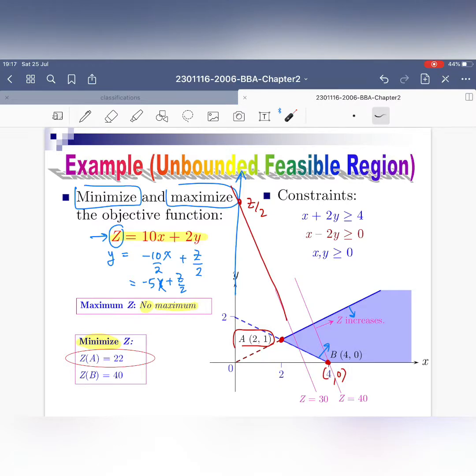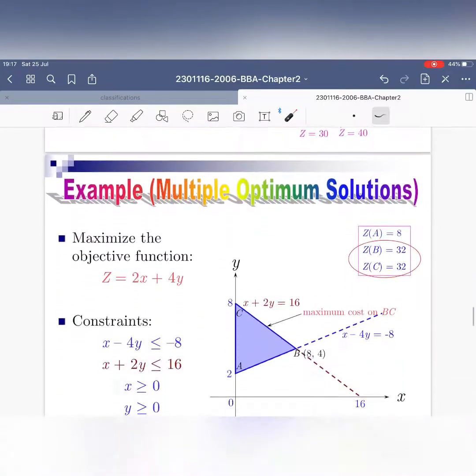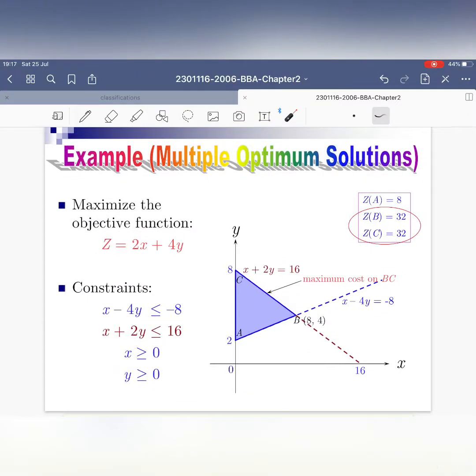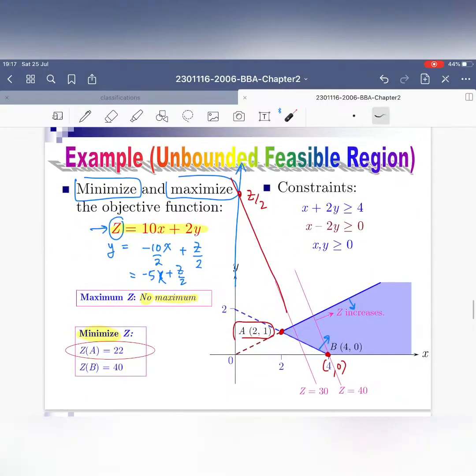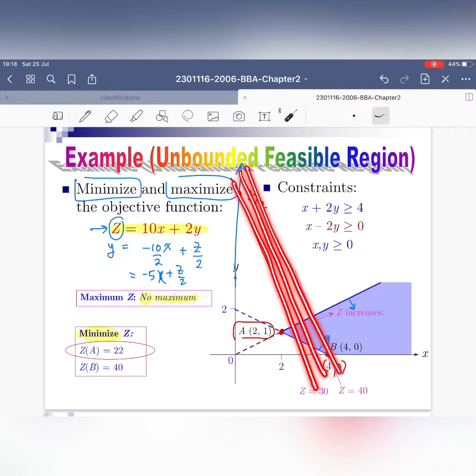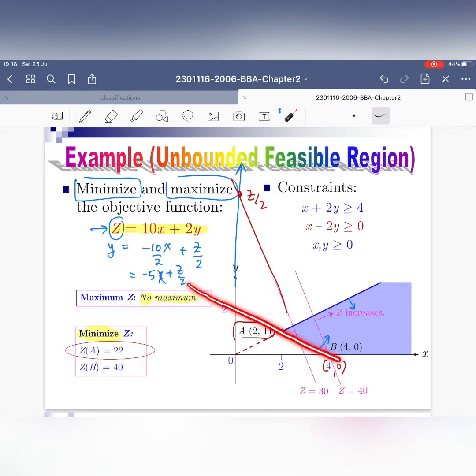And sometimes you may have multiple optimum solutions. Why is that? Because as you move your objective line, if the objective line happens to have the same slope as a line that is a boundary of the feasible region, then it is not only passing through the corner, but it is passing through the whole boundary here.